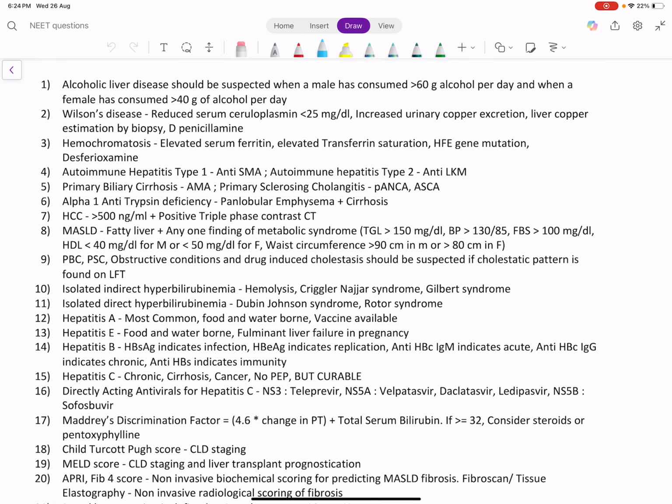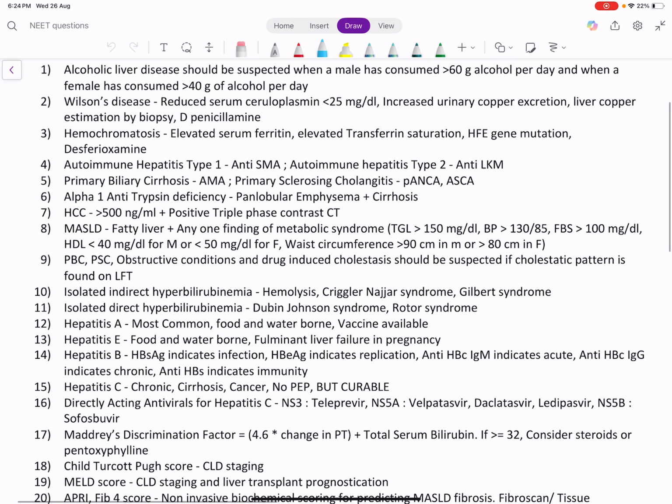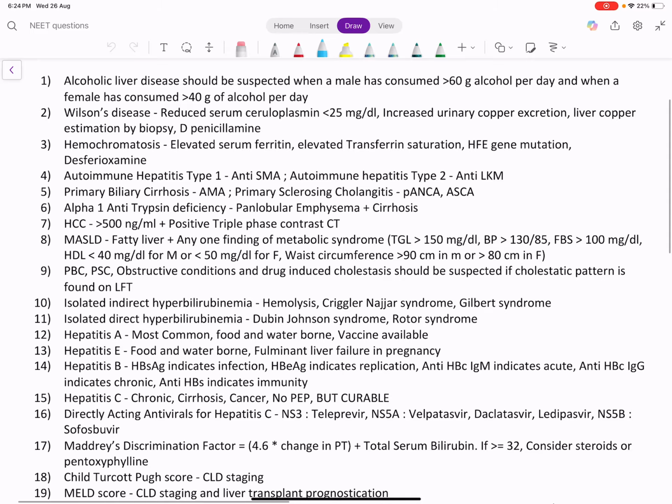When do you suspect alcoholic liver disease? Alcoholic liver disease should be suspected when a male has consumed more than 60 grams of alcohol per day and a female has consumed more than 40 grams of alcohol per day. So we'll see some diseases and the tests used to diagnose them.